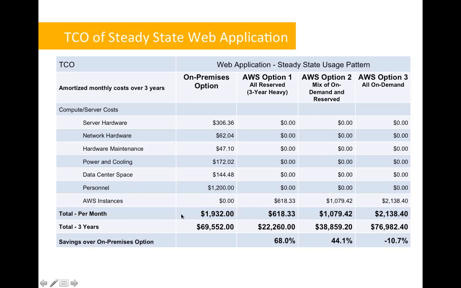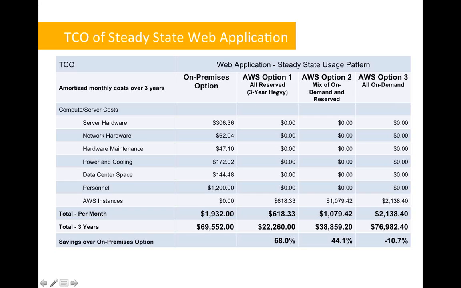So you can see the on-premises option in this example comes up to a monthly cost of about $1,900. And then we add up the cost over 3 years, and for the on-premises option, we calculate that to be $69,500 over the 3 years. Now let's compare that with 3 options on AWS.